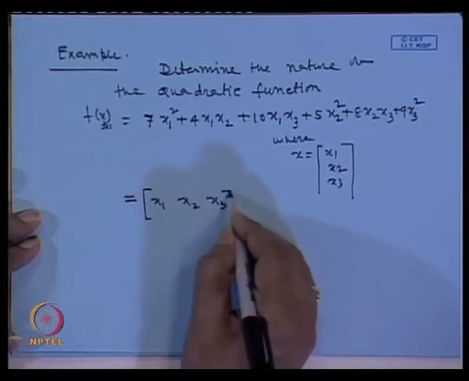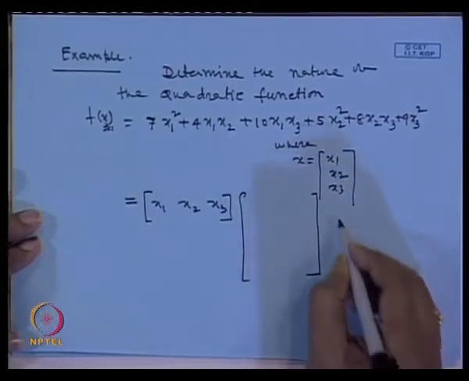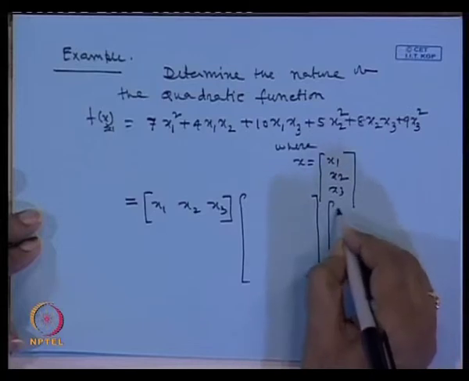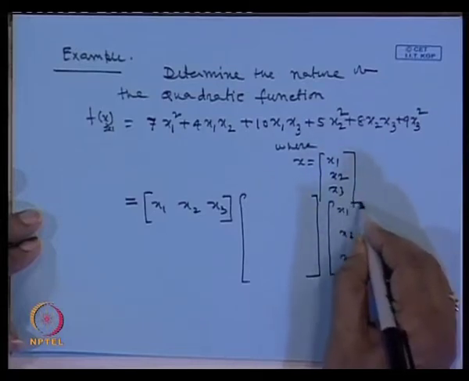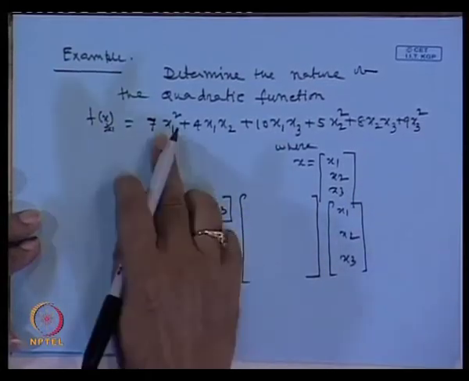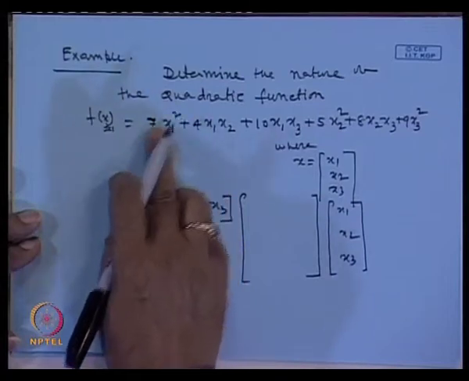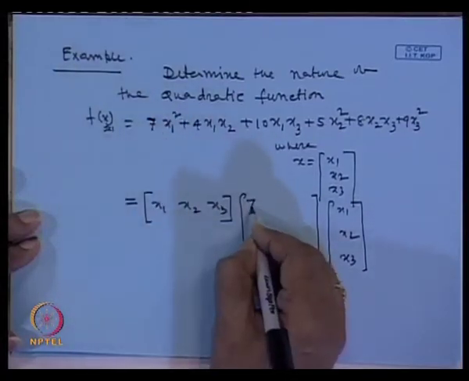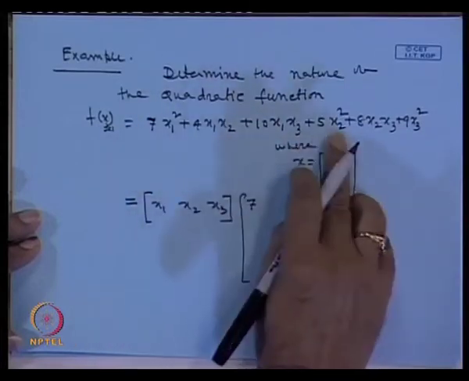So, x1 x2 x3 are there, then this P matrix, which you have to fill up from this information. The x1 square coefficient is 7, so it will go in the 1 1 position. First the diagonal elements: x2 square is 5.